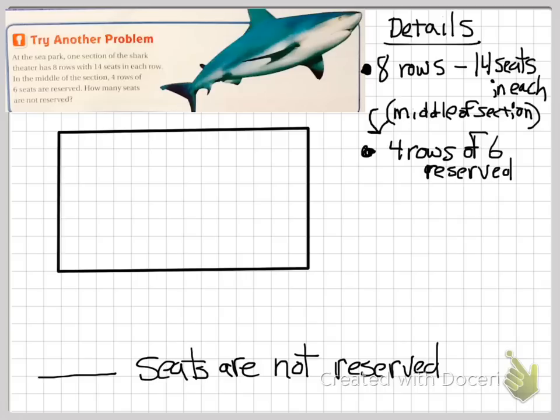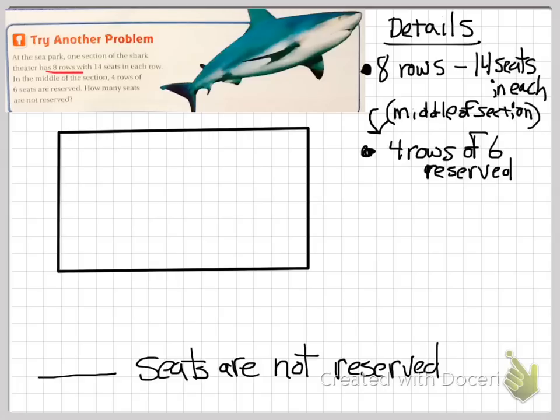Okay, so I went ahead and copied down the details that are important. And I drew a model of that one section. And I made a response statement. Blank seats are not reserved. Again, I'm looking for the ones that are not reserved. This is a very similar problem, and not all the problems you do in this lesson are going to be exactly like this. So you need to read carefully and draw some models.